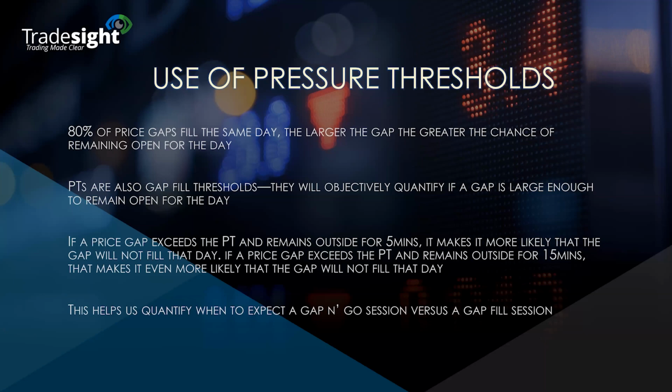But how would we measure that? How would we decide what's a big enough gap? The pressure thresholds are also what we call gap fill thresholds. They will objectively quantify if a gap is large enough to remain open for the day. Okay. If a price gap exceeds the pressure threshold, either a gap up and we're above the UPT, or a gap down and we're below the LPT, and remains outside of it for 5 minutes, it makes it more likely that the gap will not fill that day.